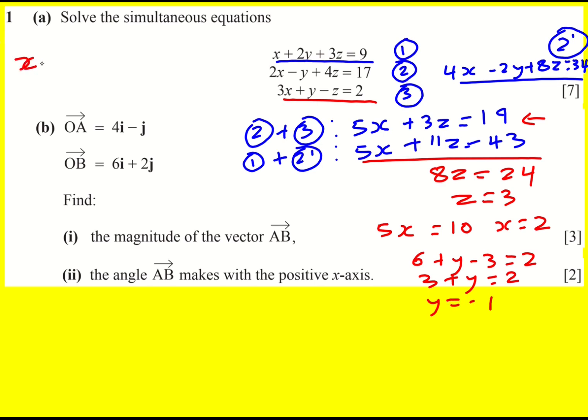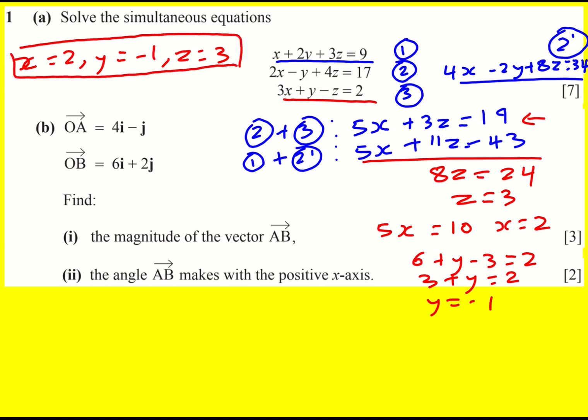So x is equal to 2, y is equal to minus 1, z is equal to 3. What I think is a good idea is just to put it all back into even the first two, to be extra careful to see if it all works. So I'd get 2 minus 2 plus 9. Okay, that works. And then 4 plus 1, that gives me 5, plus 12 gives me 17. It's got to be correct.